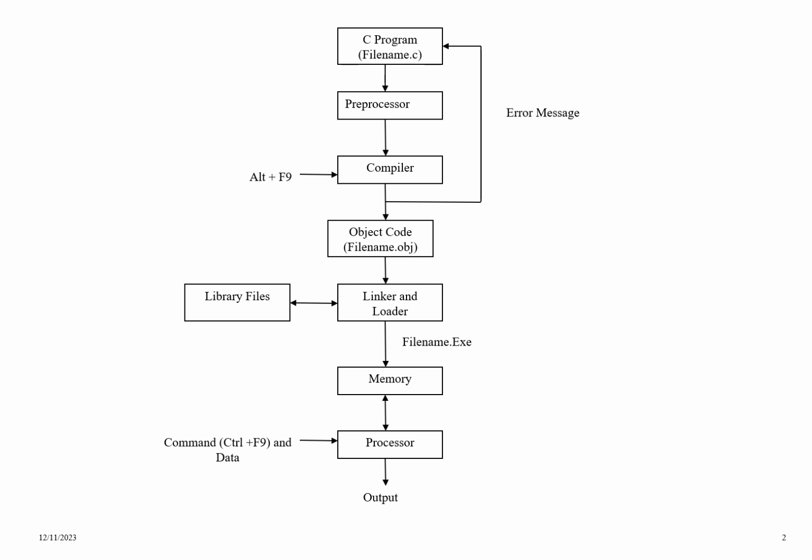The output of a compiler is an object code, and this object code is given to a loader and linker. It generates an executable code, and this executable code is given to the memory and then to the processor. It generates the output.